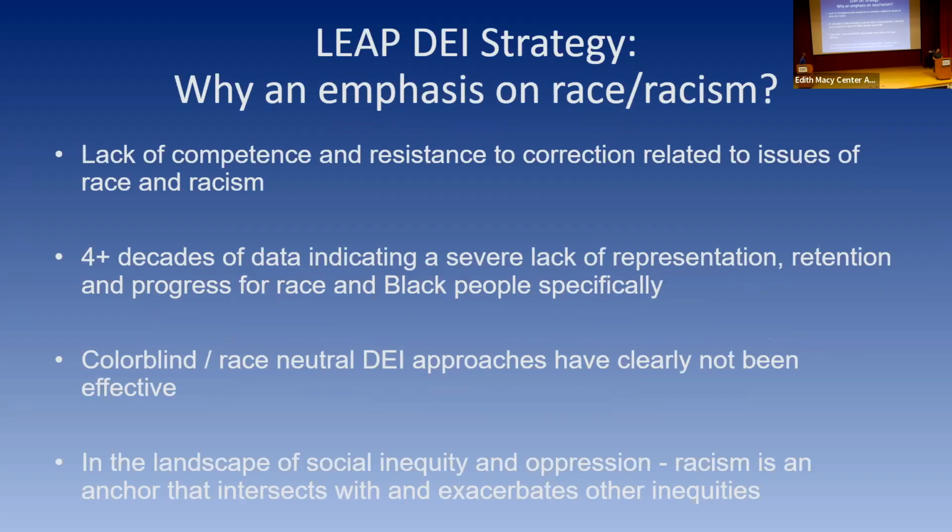So one, there's a general lack of competence and a resistance to having that incompetence corrected related to issues of race and racism. There's a pretty broad psychological literature that documents people in the United States in particular underestimate racial inequities across a number of social metrics and resist data that attempts to correct their misunderstandings. And so given that, there's a need to emphasize and dissect race and racism specifically.